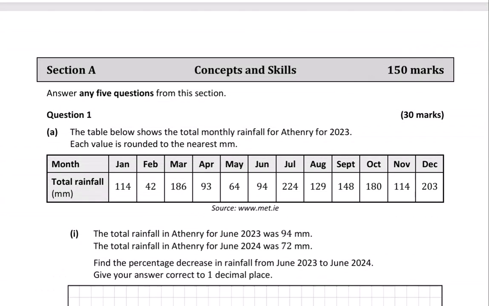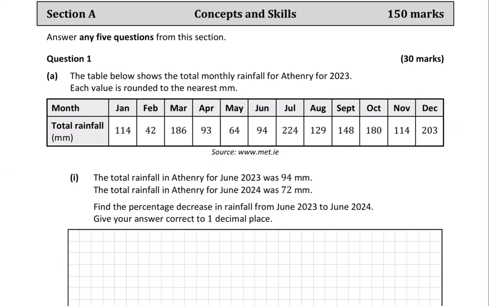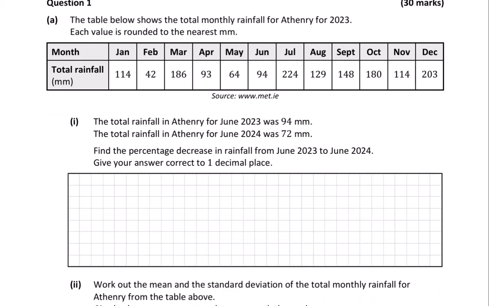Okay, so this is question 1 from the 2025 Ordinary Level Maths Paper 2. The table below shows the total monthly rainfall for Athenry for 2023. Each value is rounded to the nearest millimetre. The total rainfall in Athenry in June 2023 was 94 millimetres. The total rainfall in Athenry for June 2024 was 72 millimetres. Find the percentage decrease in rainfall from June 23 to 24. Give your answer correct to one decimal place.